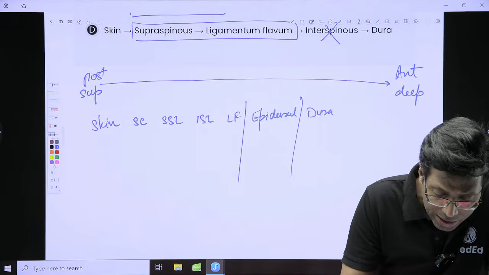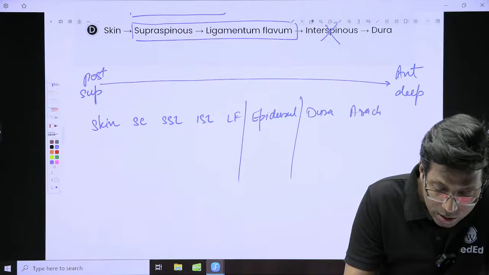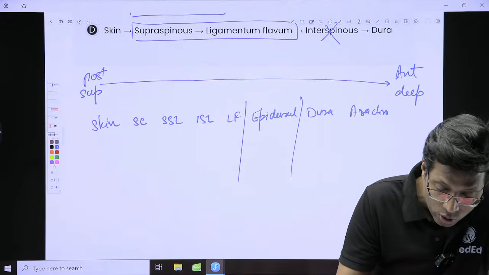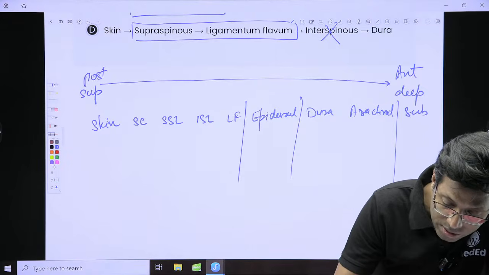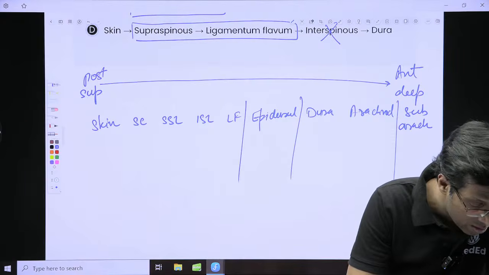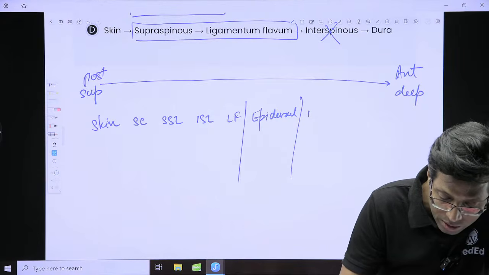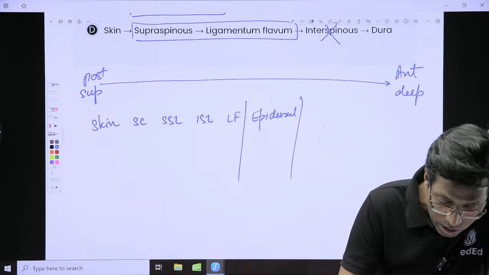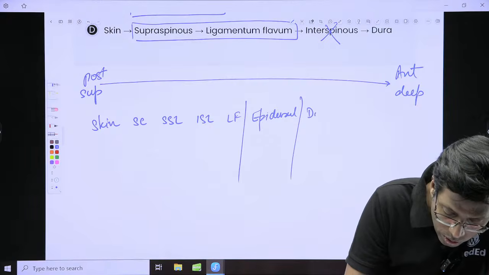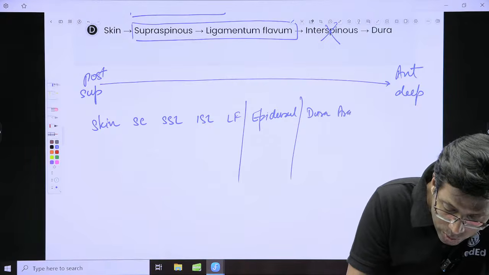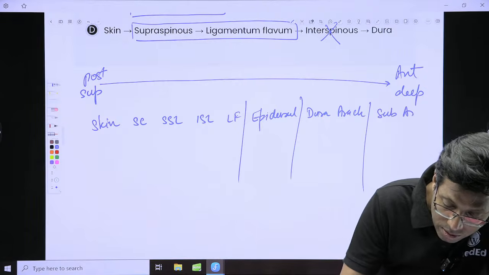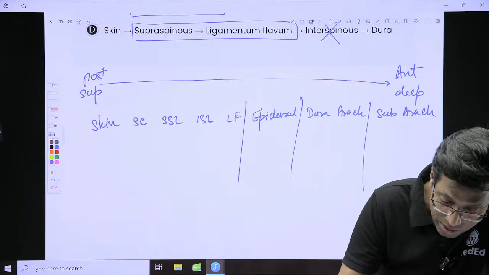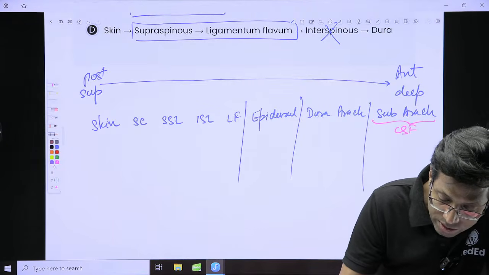After the dura, immediately is arachnoid. This dura and arachnoid are together, almost stuck onto each other. And after the arachnoid, we get the subarachnoid space. Dura is a small space over here, very small. Dura and arachnoid are stuck onto each other, almost. Then you get this subarachnoid space. Remember, subarachnoid space is what contains CSF. This is where we give spinal anesthesia.